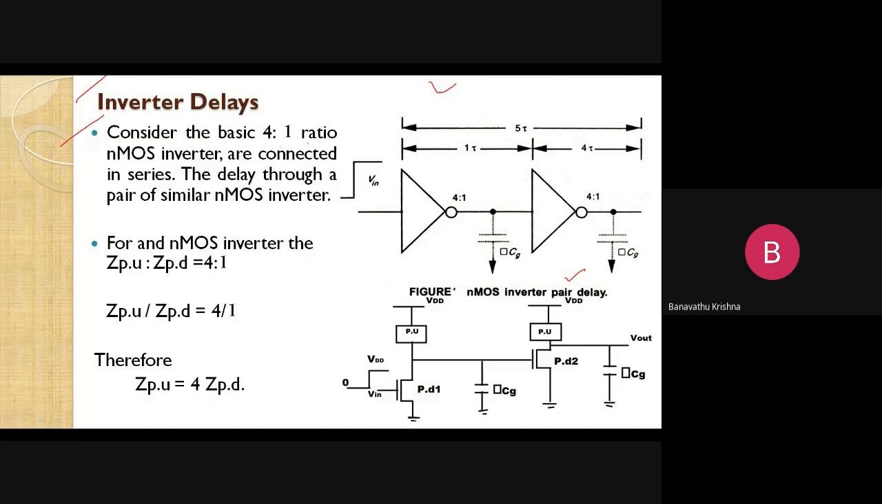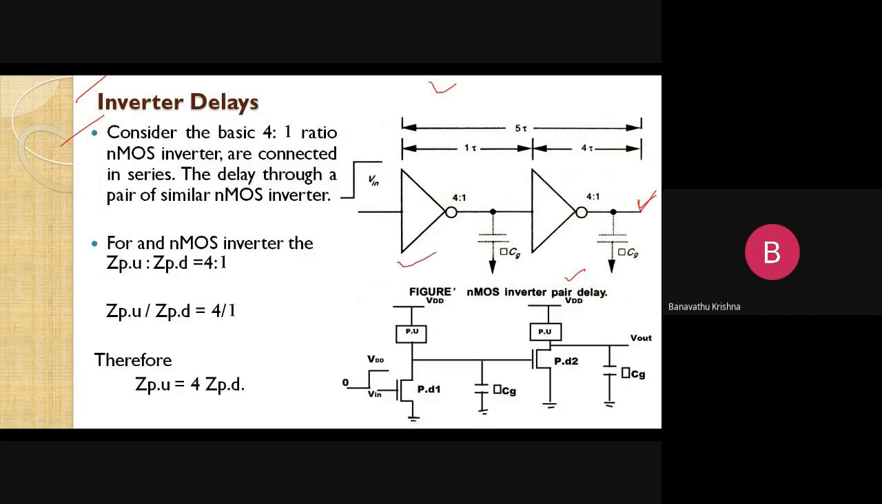Consider the basic 4:1 ratio NMOS inverters connected in series. We want to calculate the delay through a pair of similar NMOS inverters, that is, how much time is taken to generate the output response at the final stage. That is nothing but the inverter delay.